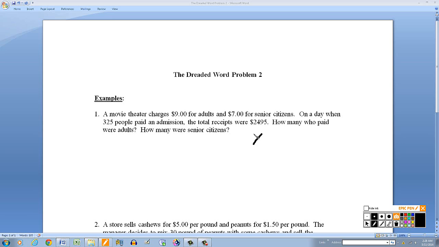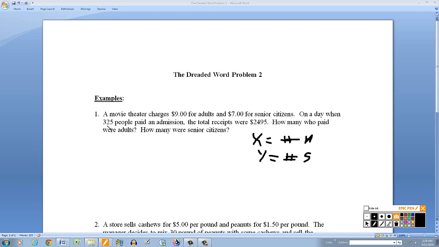So I'm going to let x equal the number of adults, and I'm going to let y equal the number of senior citizens. And then just use the information they give you.